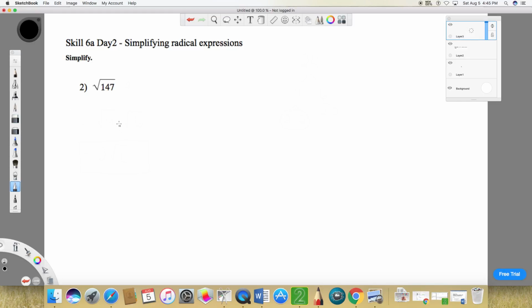So remember from last time, the first thing that we want to look at is what type of radical do we have, and this index of 2 is implied. This is a square root. So when we come over here to break down 147, we want to try and find perfect squares. Well, 147 is large enough, you may not be able to see the largest perfect square that divides 147, but we can see that it's divisible by 3.